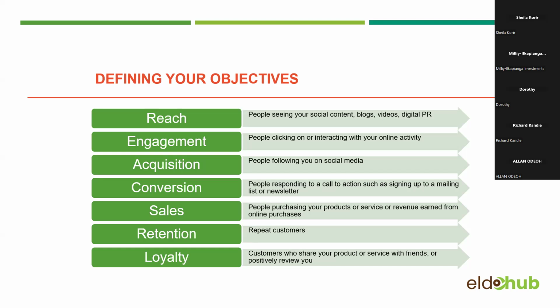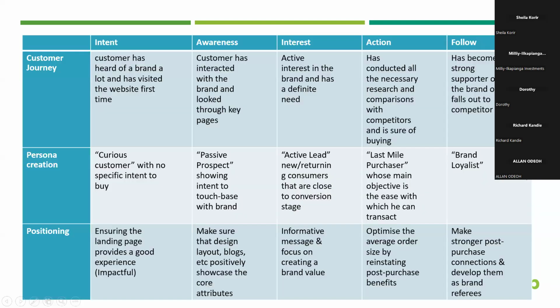So after defining your objectives, there's this table, which is good, but you want to be in a serious frame of mind when it comes to social media to be able to know how it works. So the first thing you should know on the left-hand side is the customer's journey. And then you're looking at the intent, awareness, interest, action, and following.